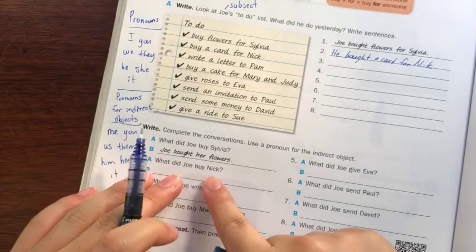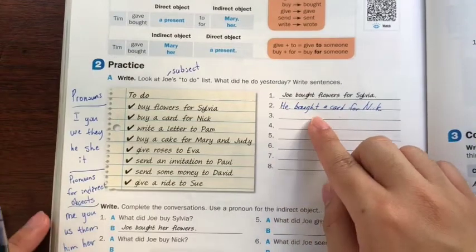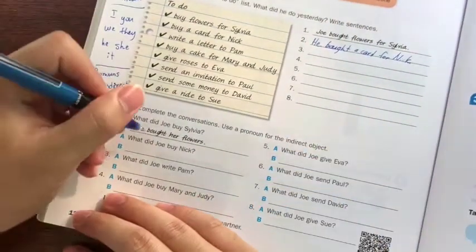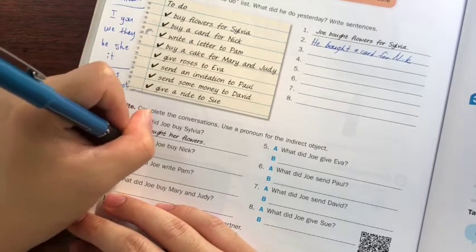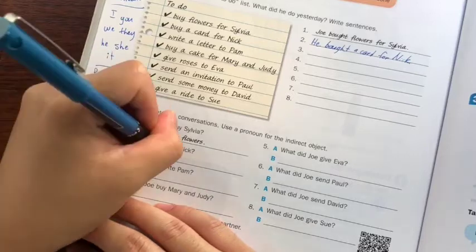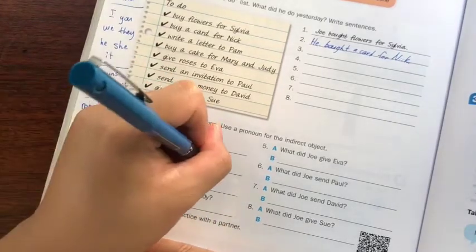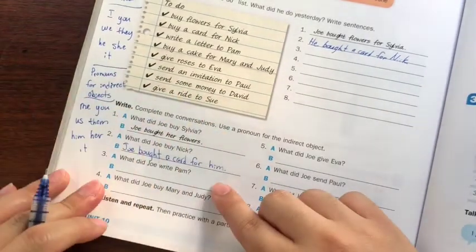Number 2. What did Joe buy Nick? Well, let's see. Joe bought a card for Nick. So we can say Joe bought a card for him. Joe bought a card for him.